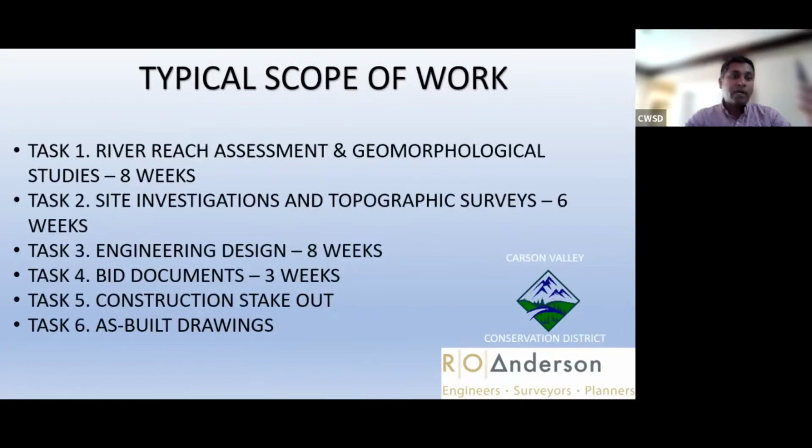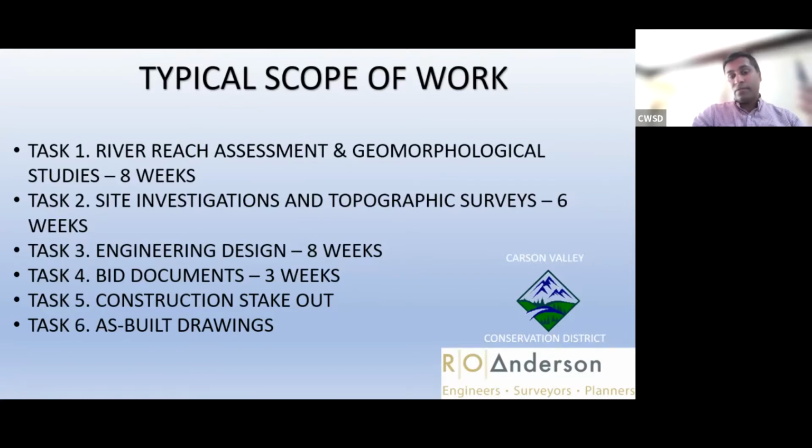This is a typical scope of work that we use: river reach assessment and geomorphological studies. It's about 8 weeks we estimated, and again we used Wildscape Engineering. Carol's team came out early in the process and gave us a report. Basically, we used it to figure out which sites are the first ones to go. Then we walked the sites with Rich and his team and other funding partners at NDEP, and like I said, we did a drone survey.